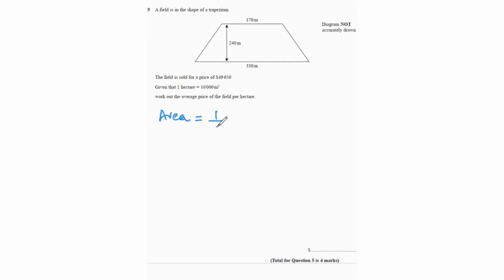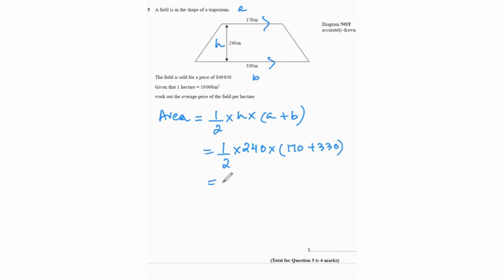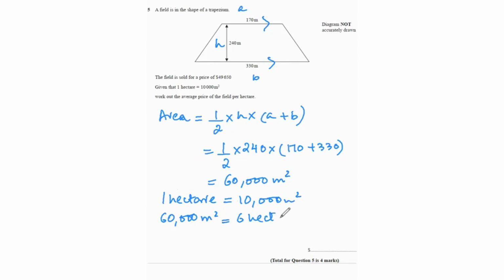So area is essential. 1 over 2 times height times sum of parallel sides. These two are your parallel sides. So this is A, this is B, and this is your height. Height is always the perpendicular height, never the slant height. So 1 over 2 times 240 times 170 plus 330, which equals 60,000 meters square. So if 1 hectare equals to 10,000 meters square, 60,000 meters square equals to 6 hectares.